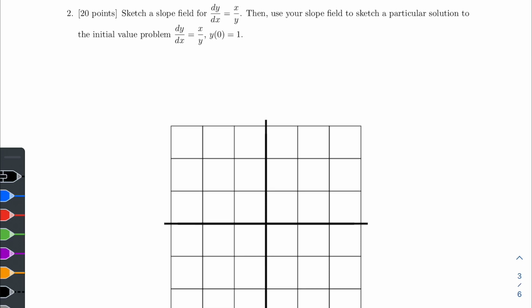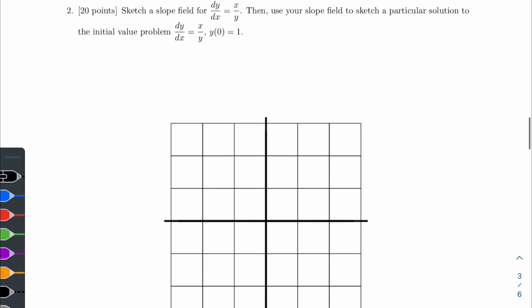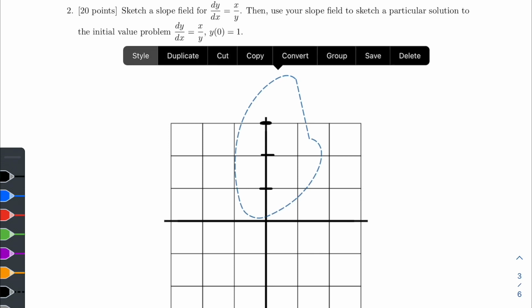We have to go to each point on this grid and put a little line segment corresponding to whatever slope we have at that point. So at 0, 1, this point right here, x is 0, y is 1. So what would our slope be? It would be 0 over 1. So our slope would just be 0, right? So we'll put a line segment with slope 0 right there. And you can imagine 0, 2, the slope there would also be 0. I should probably use a different color. Let's use blue or something.